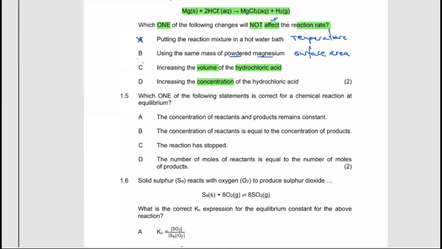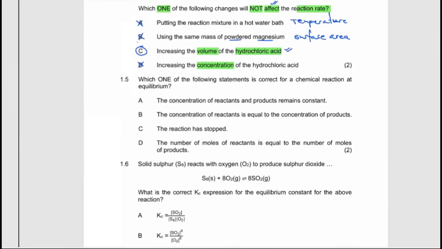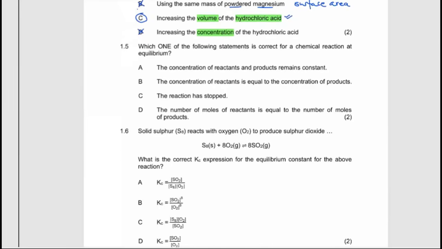So our correct answer there is going to be option C, increasing the volume of hydrochloric acid. Then we proceed to question 1.5, which reads, which one of the following statements is correct for a chemical reaction at equilibrium? So we need the statement that is correct for a chemical reaction that is at equilibrium.